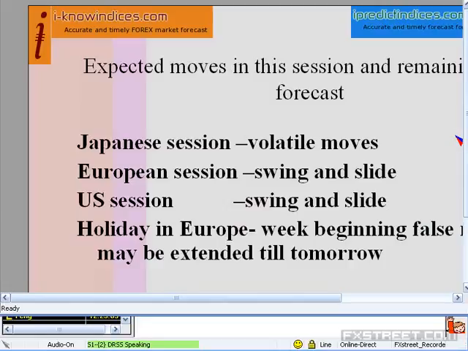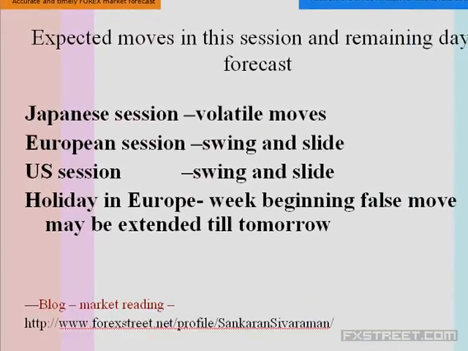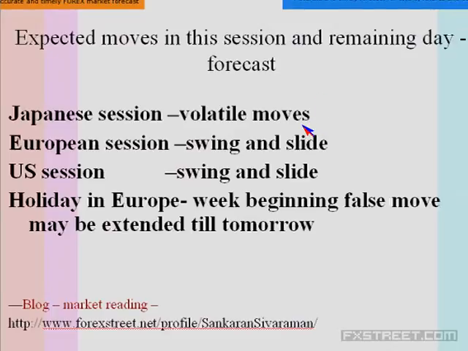So let me go back to the PowerPoint presentation. In the Japanese session, a little bit of volatile moves. They could breach the high and the low, but they may not make any big headway during the Japanese session. Then in the European session, a small swing to a high level, and the slide could happen. In the US session again, a small swing to a higher level, and then a slide can happen. And the slide will be very, very nominal. We may not come across a 150 drop and things like that.